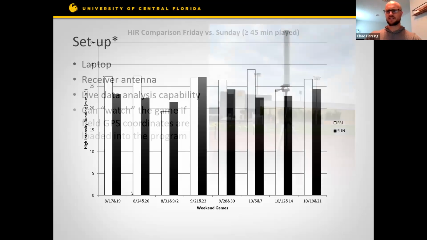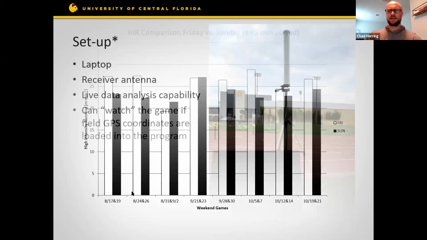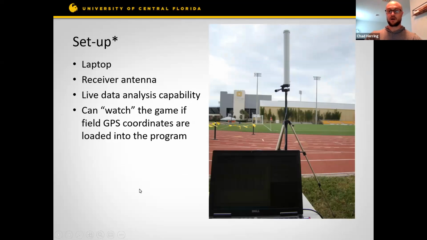Here's a setup. This is an older setup. GPS technology has come a long way, but it's pretty much got the same setup. You have to have some kind of unit that you establish as where you are located, so it's a receiver essentially, and then you have some kind of iPad or laptop setup that's essentially bringing that data from those units back into whatever software you're using.